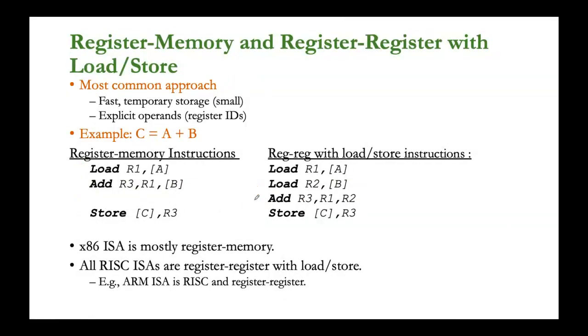Here you can find 3 instructions, here you can find 4 instructions. This 8086 ISA is mostly register memory. All RISC, reduced instruction set computers, are register to register with load and store. They follow these instructions. For example, the ARM ISA is a RISC and register to register processor, the ARM processor.